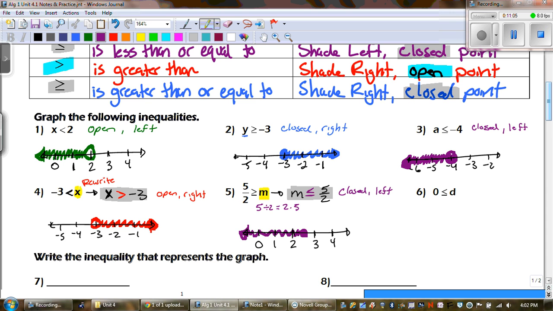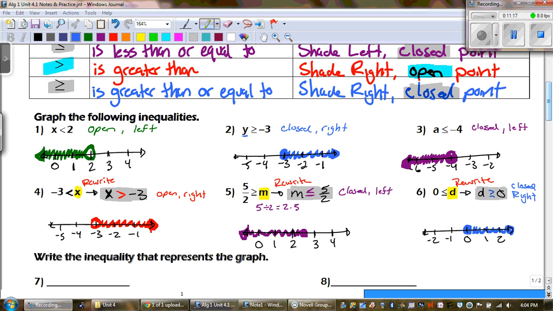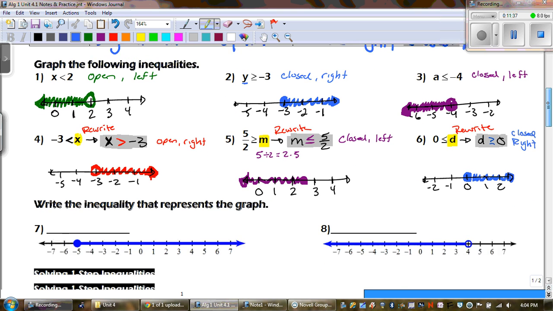All right, why don't you try 6 all on your own? Pause the video and good luck. Okay, so the first thing I did was I had to rewrite it. The inequality was pointing at the 0, so I made sure it stayed pointing at the 0 when I flipped it. It's closed and to the right, so then that's what I drew. Okay. All right.